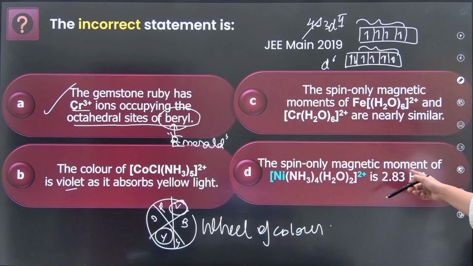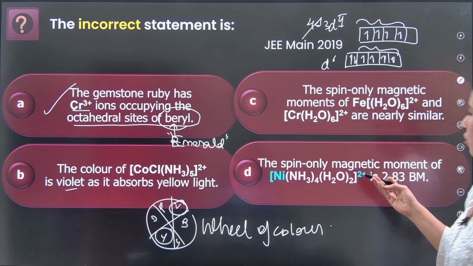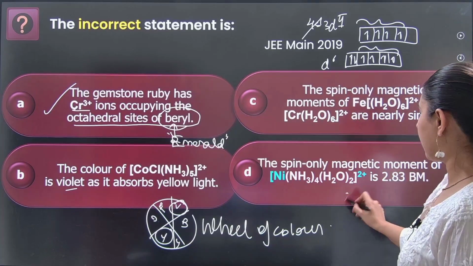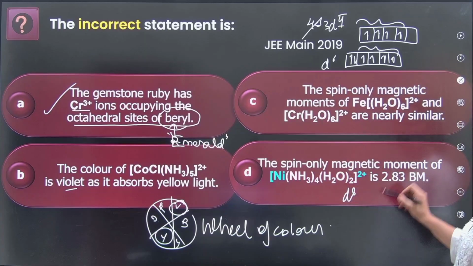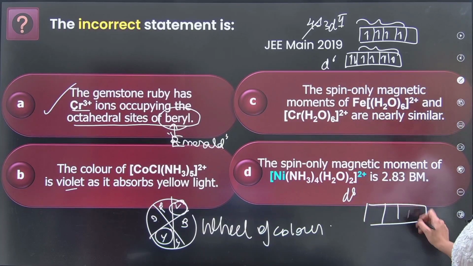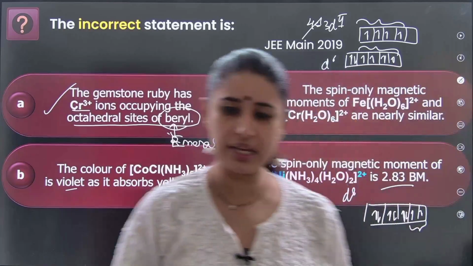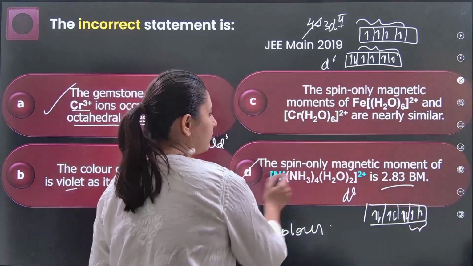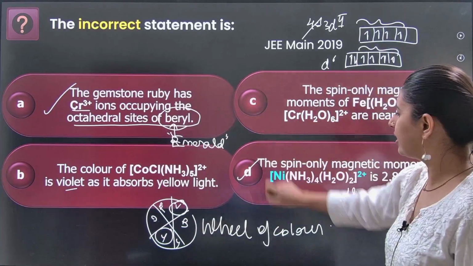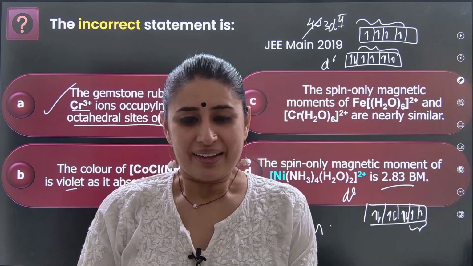The spin only magnetic moment here of nickel with a 2+ charge, that means d8, that means it will have 2+ charge, 2 electrons going out. All of these are weak, so we will have no pairing. 5, 6, 7, 8, 2 electrons, yes, it will come out to be 2.83. So D is also correct. We had to find the incorrect one. So you are absolutely right. A becomes the answer to this question. Is it clear?